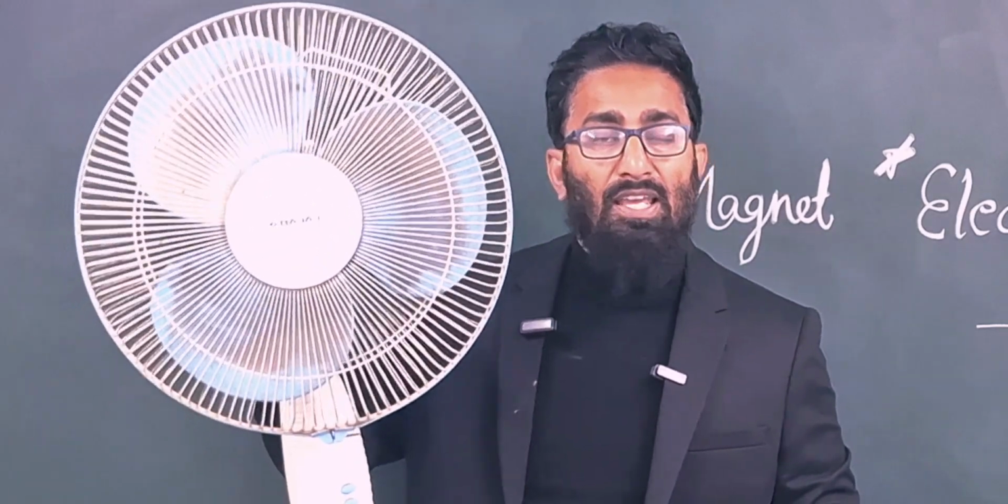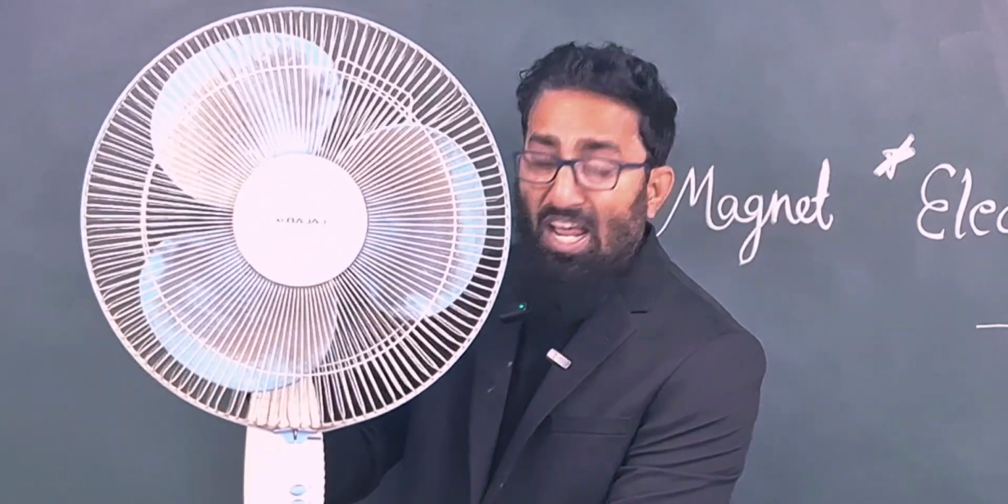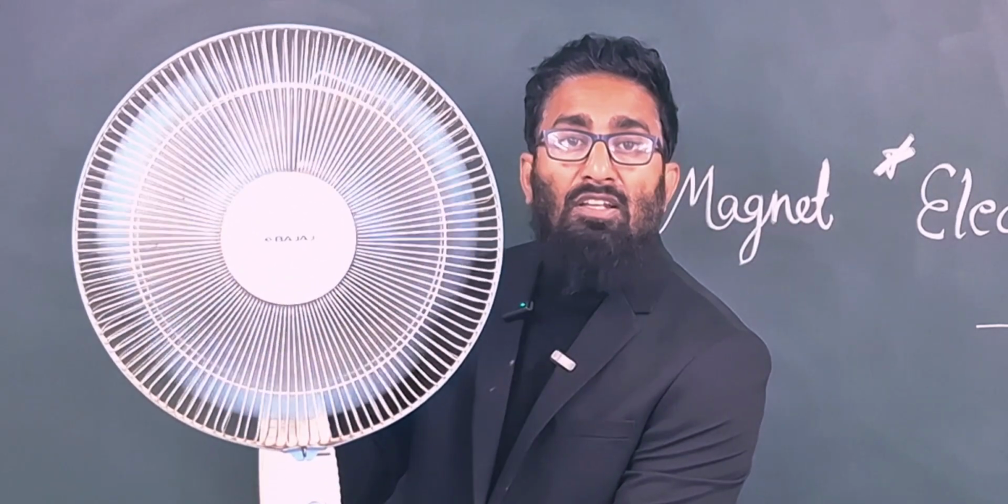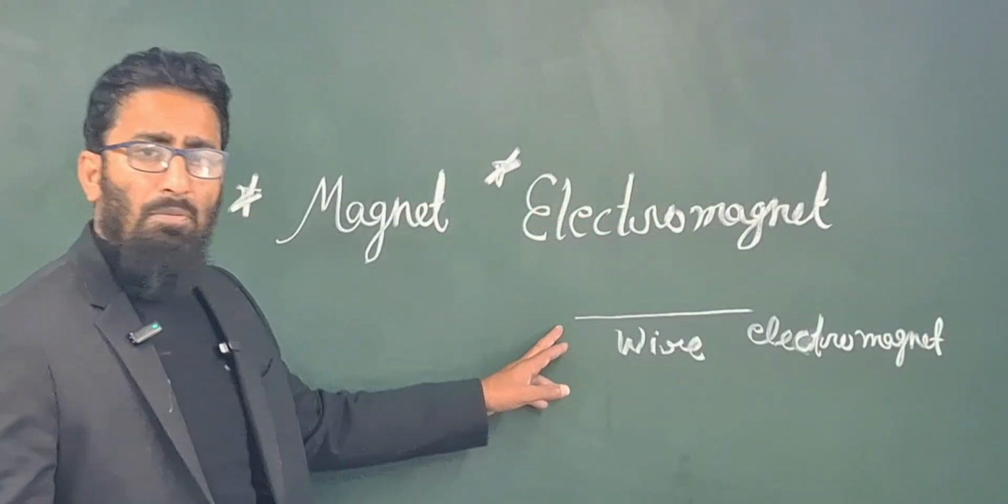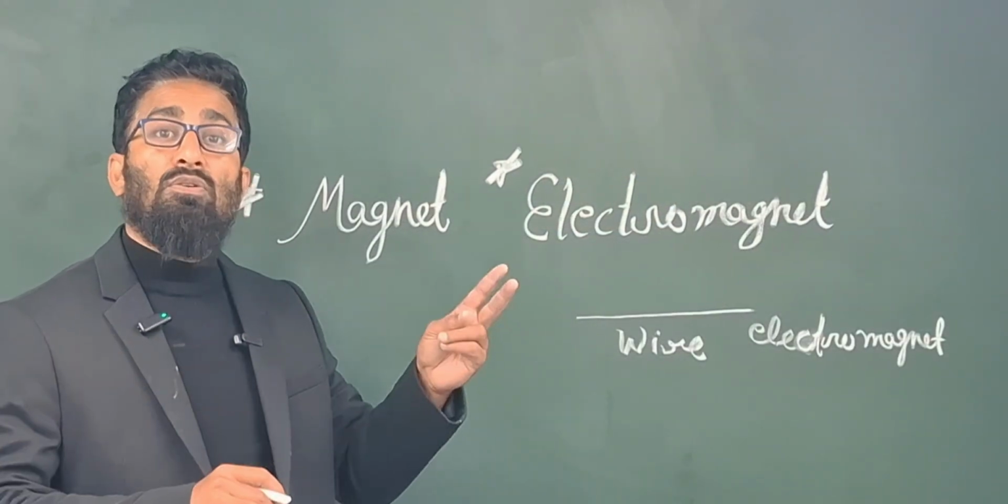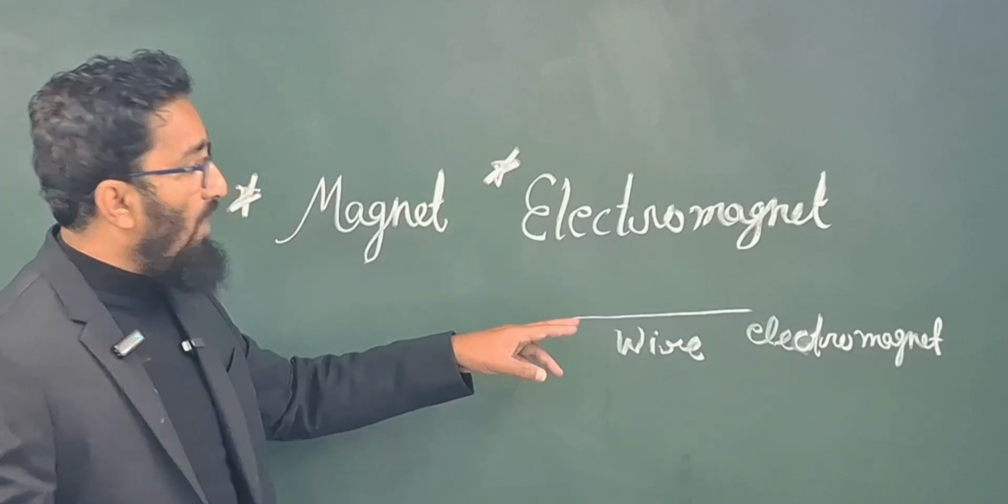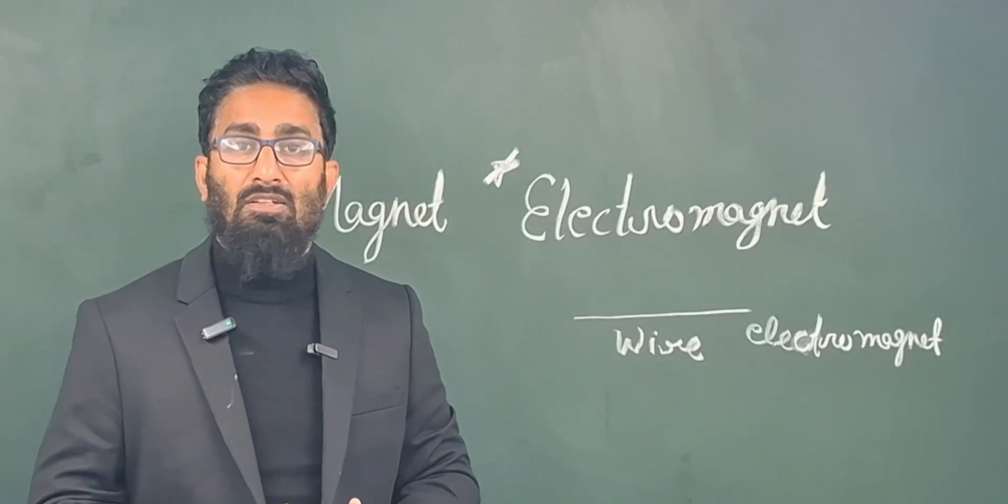Not going to supply any current. This is simple. But when I'm going to supply electric, this fan goes rotate. But how? When this is a simple wire, there is no magnet. But when we supply the electric current, this wire will become electromagnet. Same as it is.